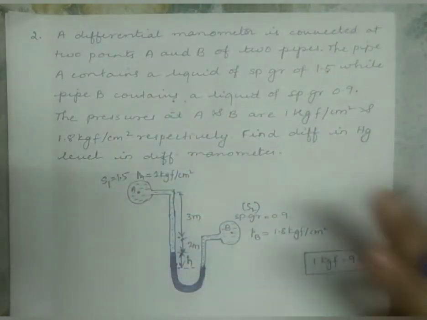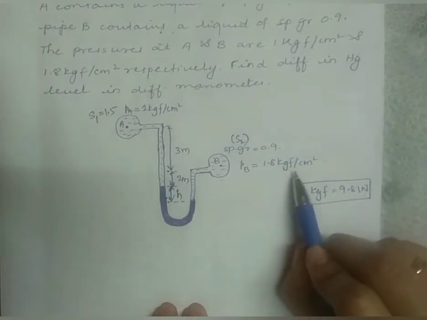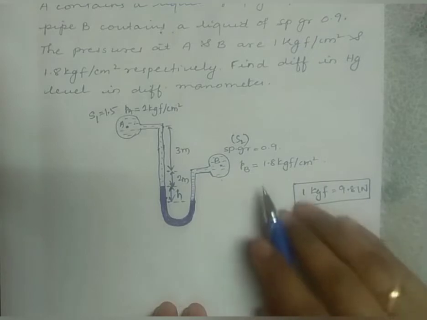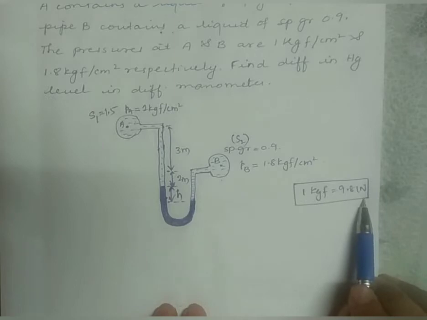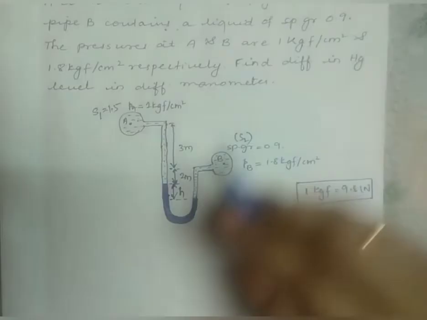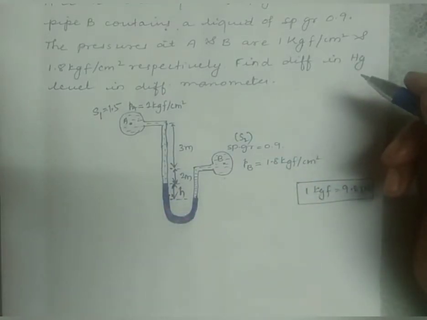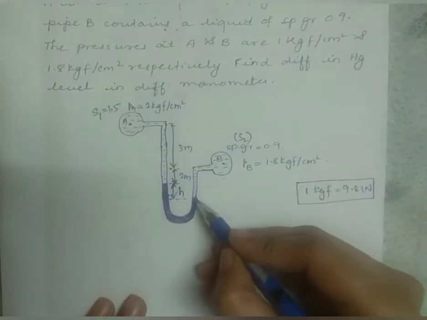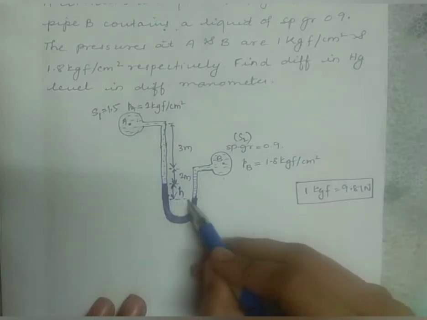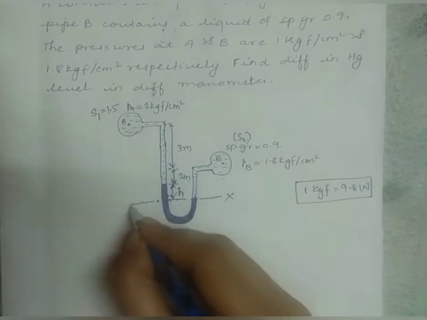All the details are given in the question itself. To convert kilogram force per centimeter square into the SI unit, remember that 1 kilogram force is 9.81 Newton. Here, how can we find the difference in level? First you have to draw the datum line. This is the lowest point, so I will draw the datum line here and name it XX.